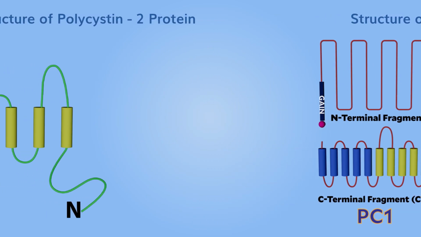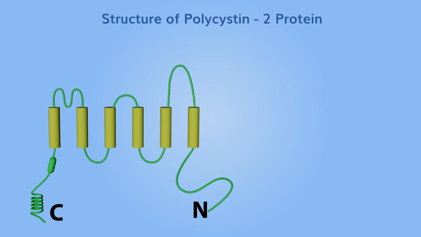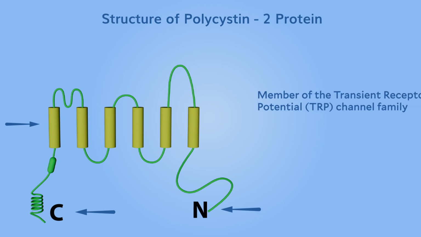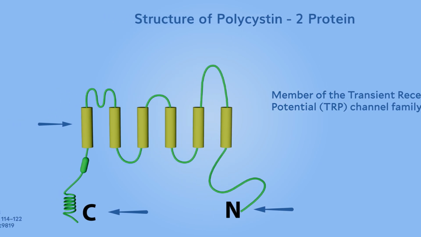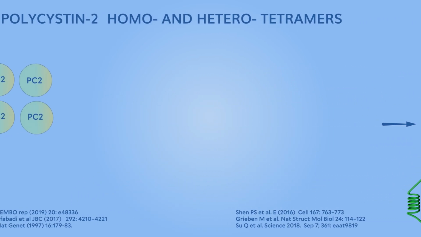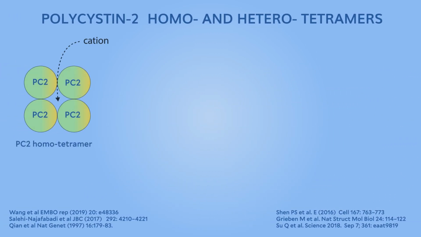Polycystin-2 is a 110 kilodalton protein containing 6 transmembrane spanning domains with intracellular C and N termini. It's a member of the transient receptor potential, TRP, channel family. Polycystin-2 properties allow it to form a homotetrameric complex that likely functions as a non-selective cation channel.